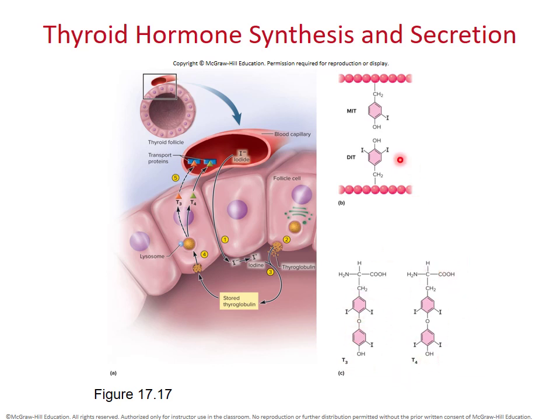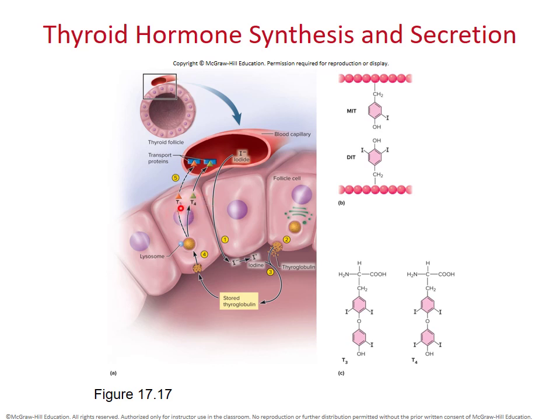Now, if we happen to link a tyrosine with 2 iodines with a tyrosine that has 1, we're going to produce triiodothyronine, the version of the hormone that has 3 iodines. If we happen to link a tyrosine that has 2 iodines with another tyrosine that has 2 iodines, we're going to produce the 4-iodine version of the hormone, that's thyroxine. And again, this is the more common version of the hormone. But both will have metabolic effects on their target tissues. Both will generally cause an increase in metabolism.